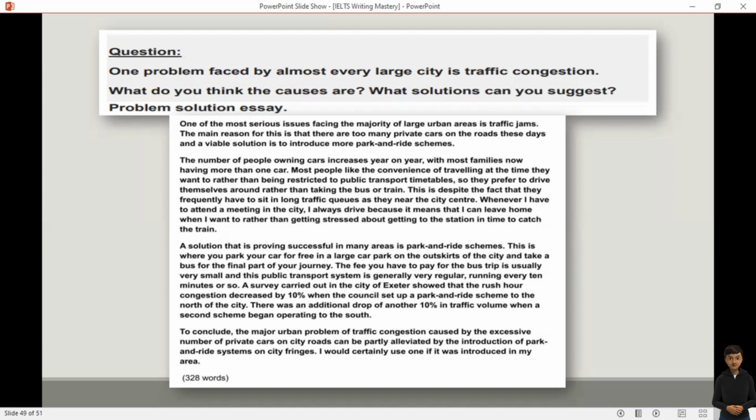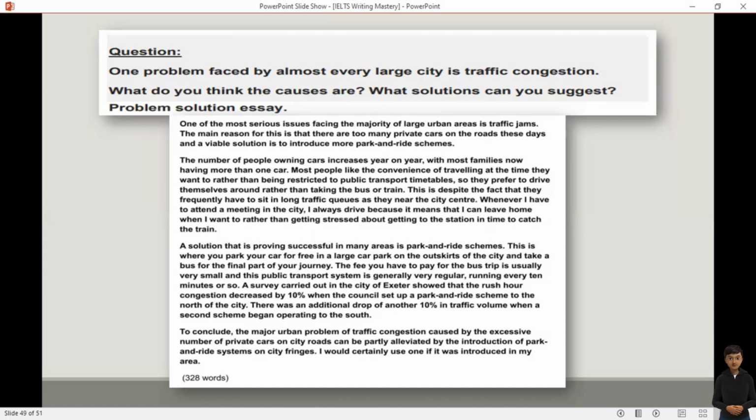The main reason for this is that there are too many private cars on the roads these days, and a viable solution, this is the solution, is to introduce more park and ride schemes. Now we will write the body one, here we will give the problem, and in body two we will write the solution.